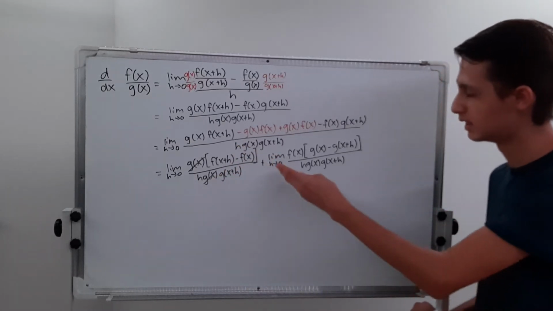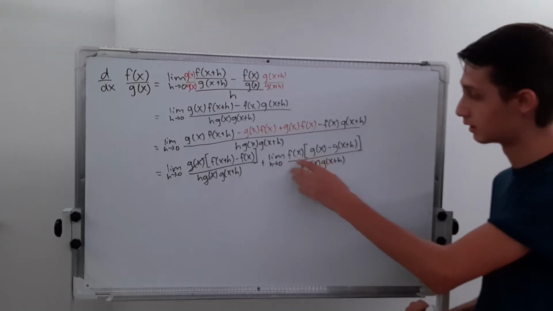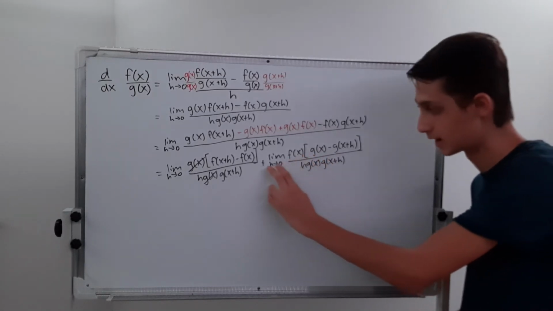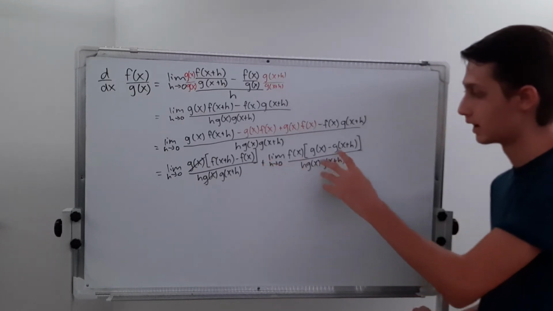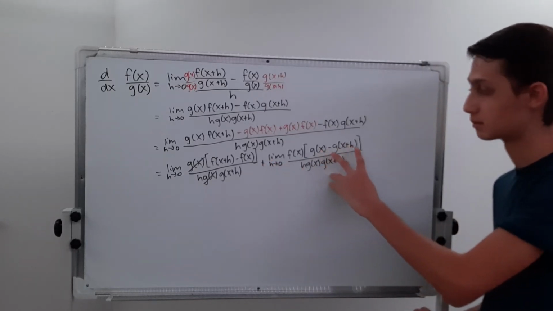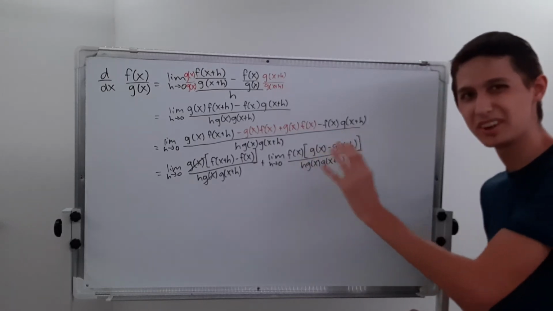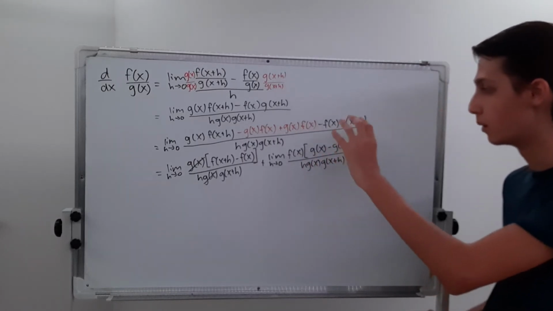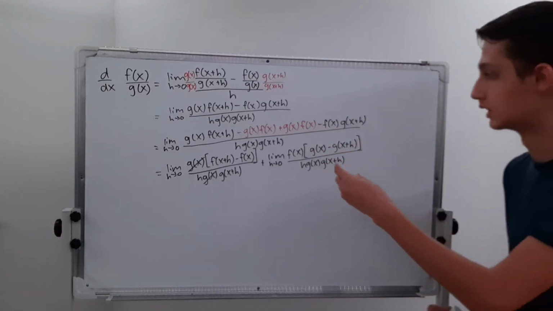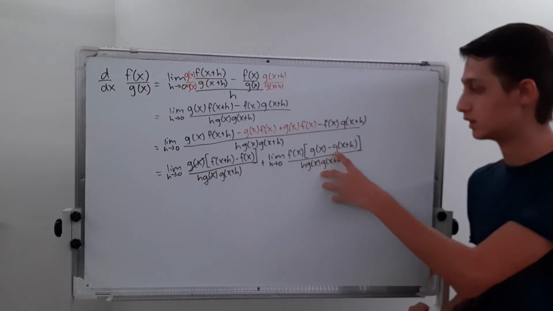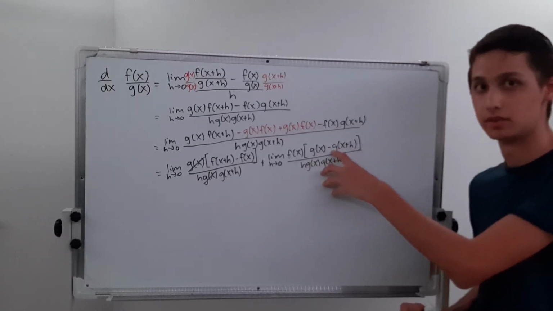And then the other thing here is that this f of x has nothing to do with h, so we can factor it out of the limit. And then we have a g of x minus g of x plus h over h, which is very, very, very, very close to what we need for the derivative of g, okay? The only difference would be this would be a negative derivative of g.